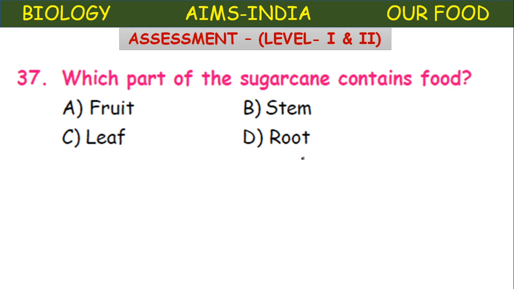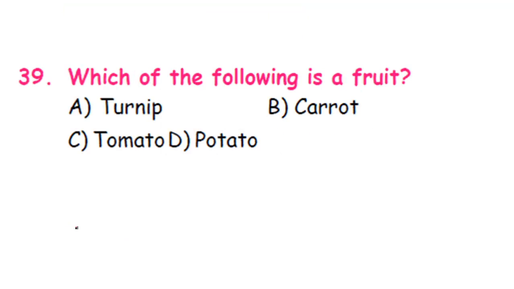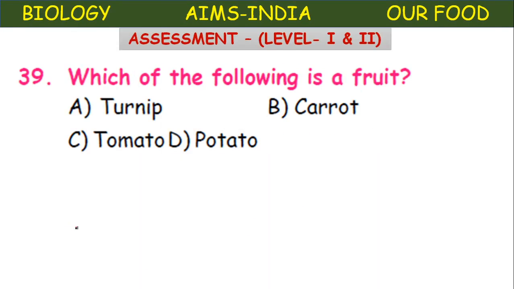Which part of the sugar cane contains food? Fruit, stem, leaf, root. It is the stem portion from which sugar cane juice is extracted. The animals given below are similar as they are all cow, goat, sheep: herbivore, carnivore, insectivore, omnivores. They are all herbivores. Which of the following is a fruit? Turnip, carrot, tomato, potato. The tomato is the fruit, the remaining are all roots.